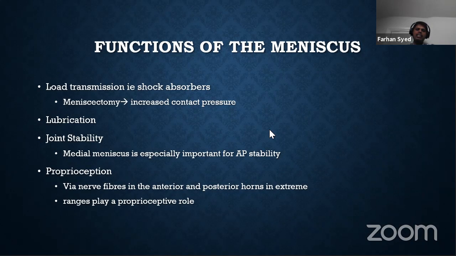Now we have a much better understanding of how the meniscus contributes to stability. Hence, when you are doing an arthroscopic reconstruction of your ACL, it's important to conserve the medial meniscus by repairing it. We know that especially the medial meniscus contributes to anteroposterior stability. It's an important secondary stabilizer of the knee joint. With regards to proprioception, this function comes from the nerve fibers, which mainly innervate the anterior and posterior horns.